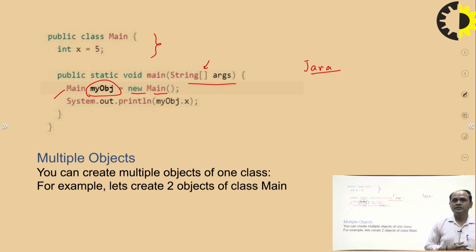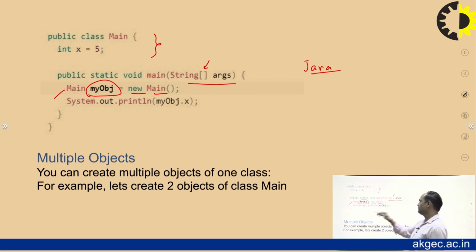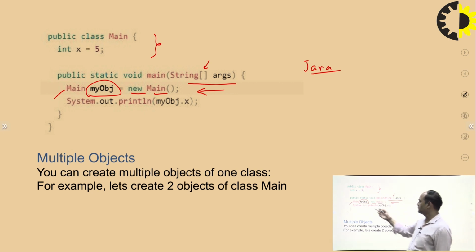All the arguments, whether integer, float, character, or whatever other data type we put here, are converted into the string. After that, Main is the class, myObj is the object name, new is the keyword and Main is the method. This syntax will create one object of that particular Main class.